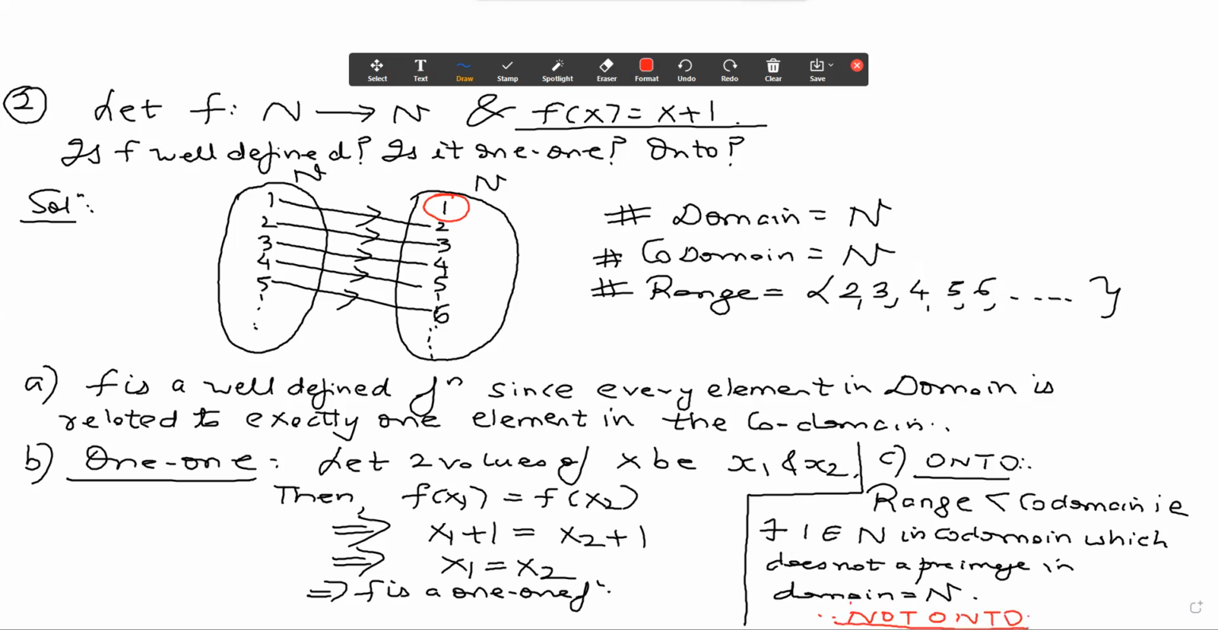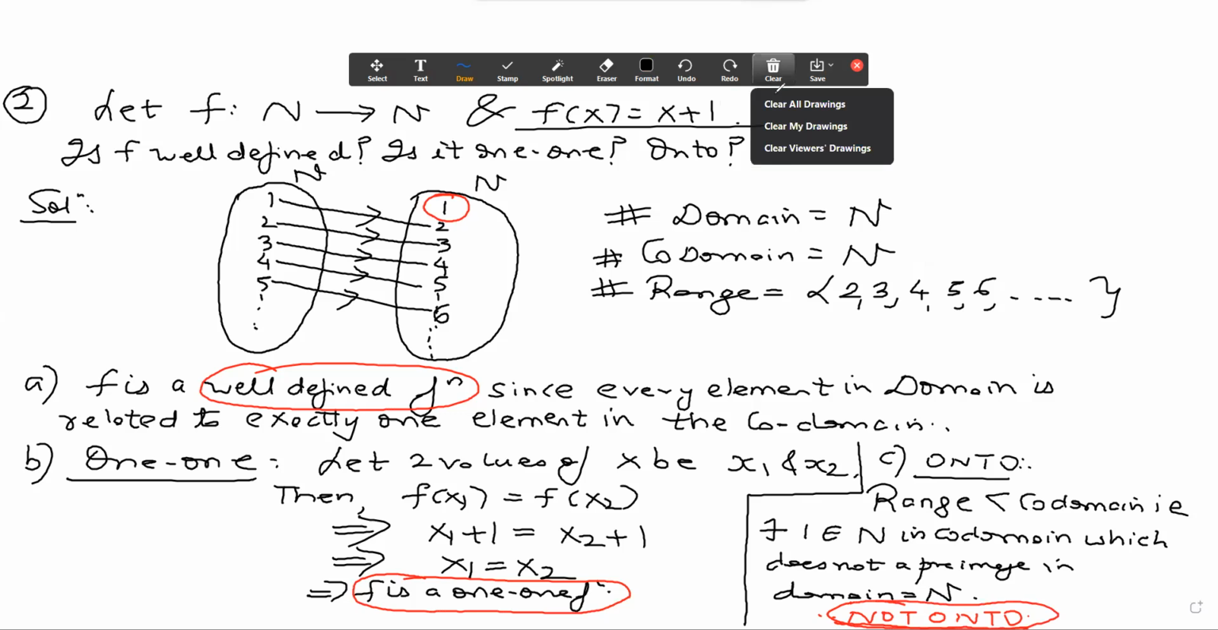So this function is well defined. It is a 1, 1 function, but it is not onto. So I hope all students have understood this. Let's do one more question. Let f be a function which maps real numbers to real numbers, and f of x is equal to x square.